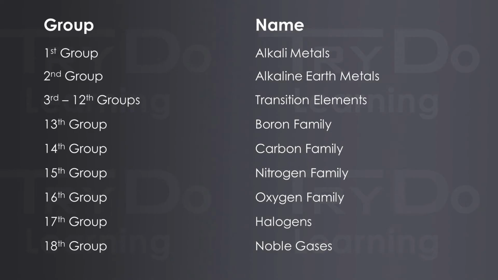We shall repeat this once again. Try to memorize it this time. First group, alkali metals. Second group, alkaline earth metals. From third group to the 12th group, transition elements. 13th group, boron family. 14th group, carbon family. 15th group, nitrogen family. 16th group, oxygen family. 17th group, halogens. And 18th group, noble gases.